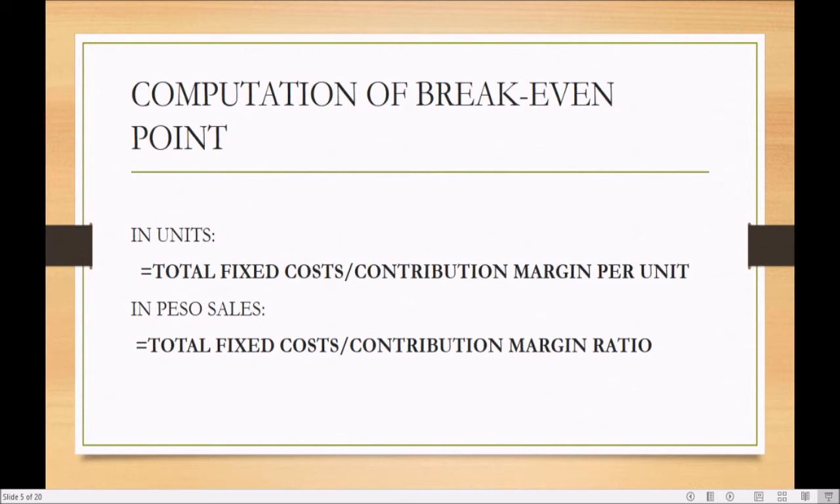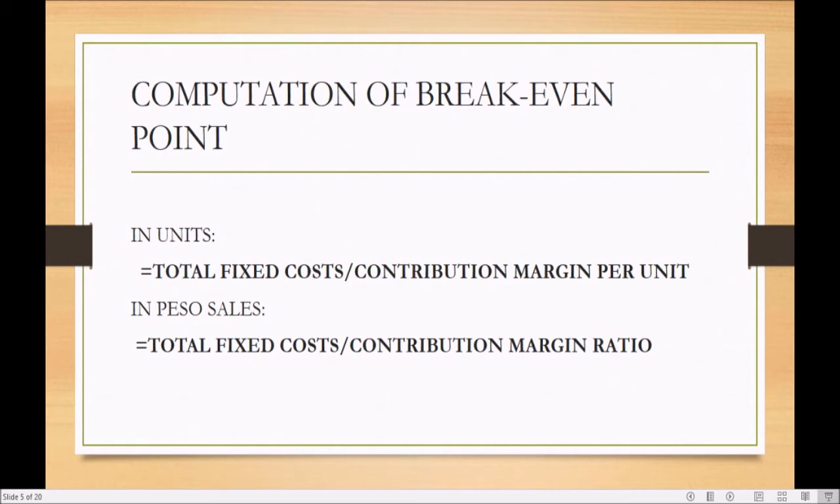But if we're going to compute it in units and in peso sales, same pa rin, kaso meron lang konting pagkakaiba. Kasi once we compute the break-even point in units, the total fixed cost must be divided to the contribution margin per unit. Okay? Ibig sabihin, sa bawat fixed cost, ito yung contribution margin per unit. Pag i-divide natin yun, magko-compute natin na ito yung total number of units para ma-achieve yung contribution margin natin na equal to the fixed cost. Okay? Kaya nga, contribution margin per unit ang denominator natin.